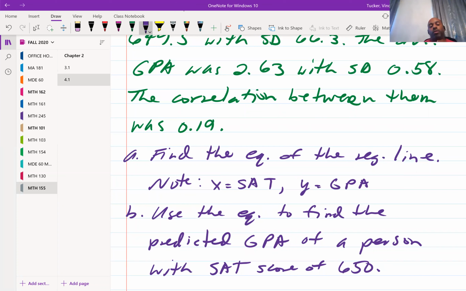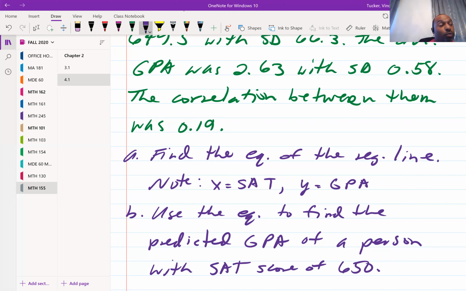All right, so the questions based on the information they gave us. Find the equation of the regression line. Note that X is going to be our SAT scores, Y is going to be the GPA, so they gave that to us. Y, just for future reference, is always the one that you're going to predict. Y is always the one you're trying to predict.